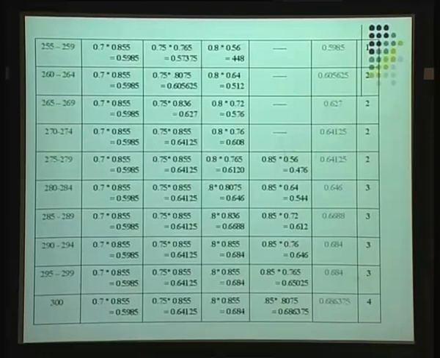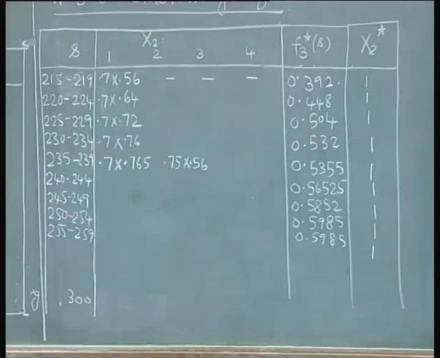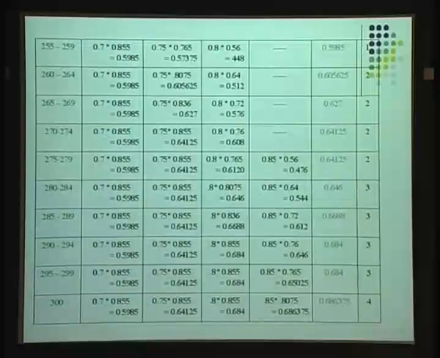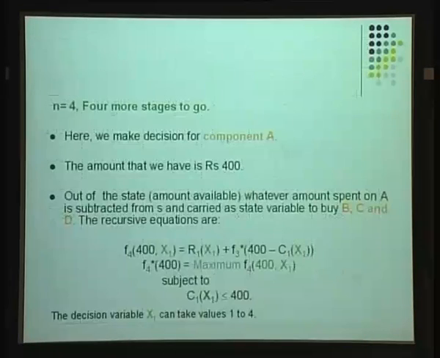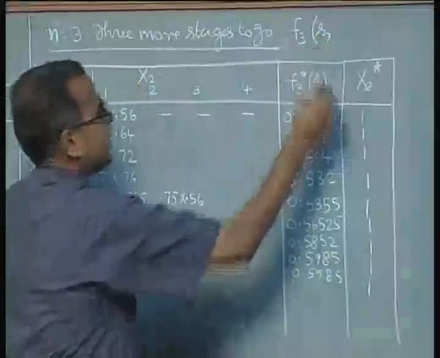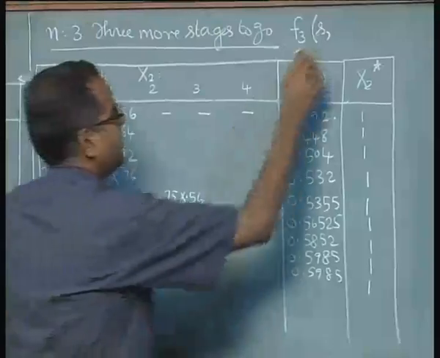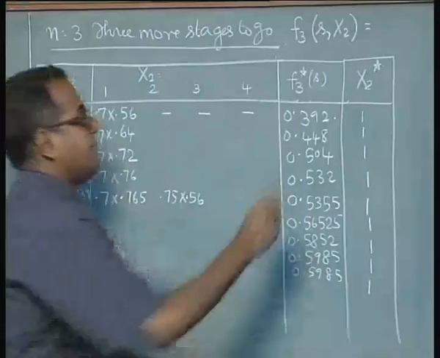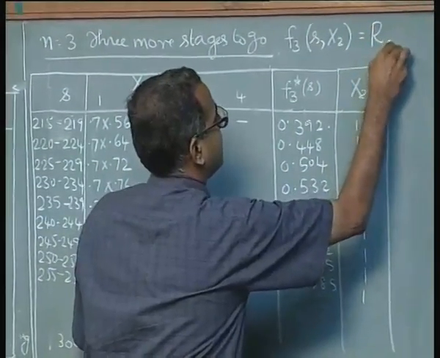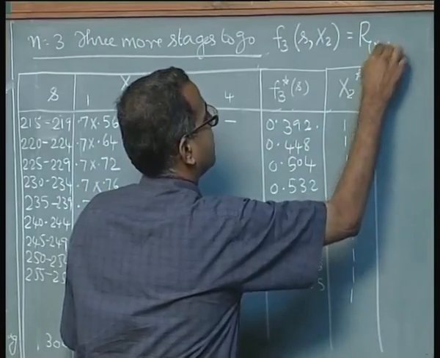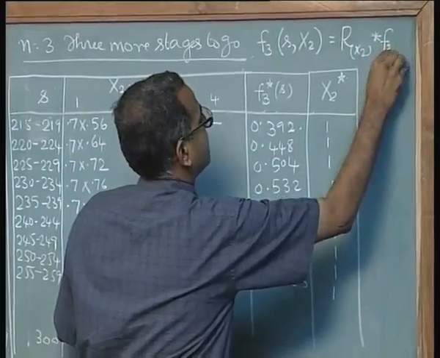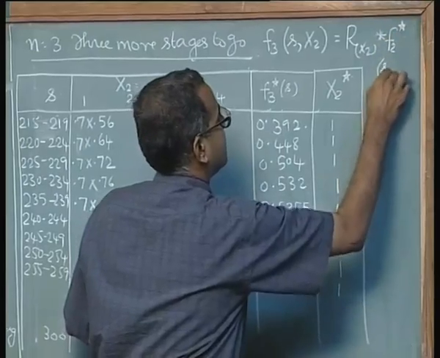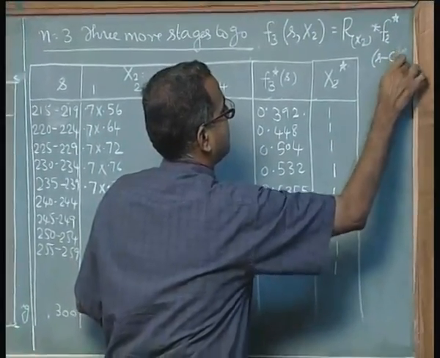So we have completed the third table, we have only shown a part of it here, the entire table is shown here as 2 tables in this slide. So the recursive equation here would be F3 star of S: I have 3 more stages to go, I have S rupees available with me, I decide to buy x2 units of this, so I get a reliability of R of x2 into F2 star of S minus C of x2.